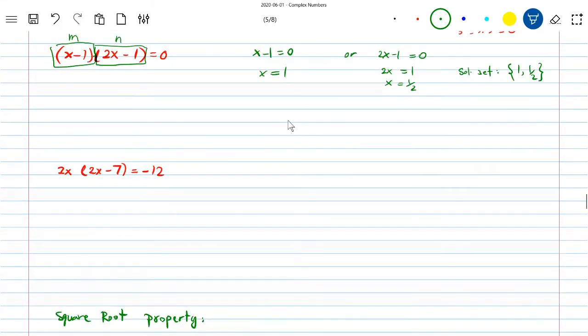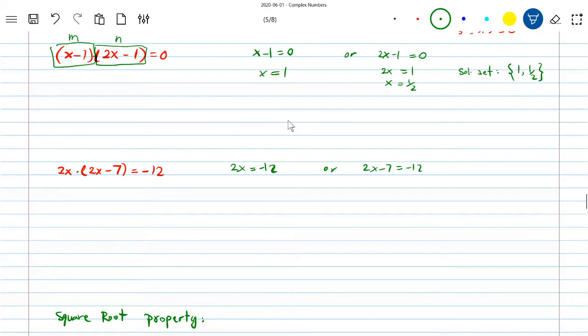How about this equation? I have 2x times 2x minus 7 equal to negative 12. Can I say 2x equals negative 12 or 2x minus 7 equals negative 12? This is not correct. Do not do this.